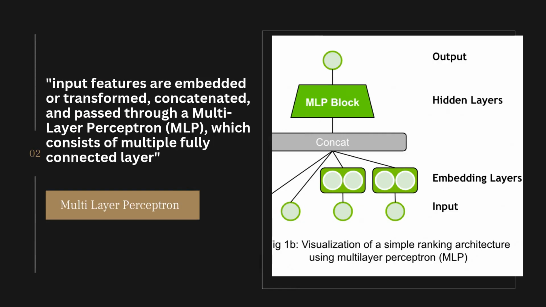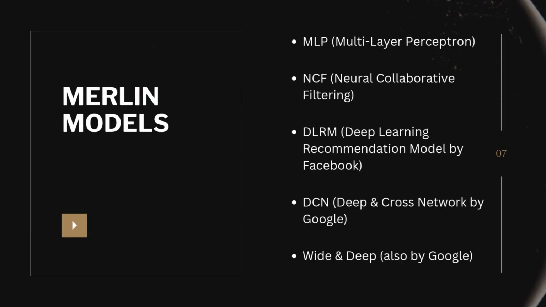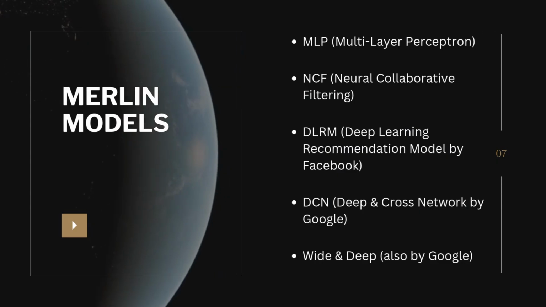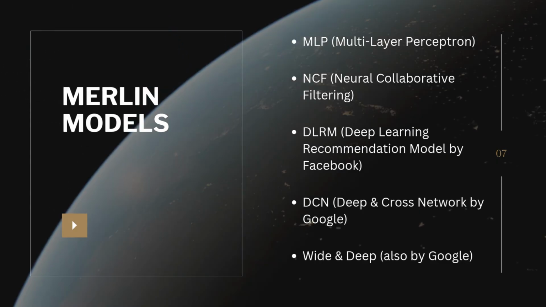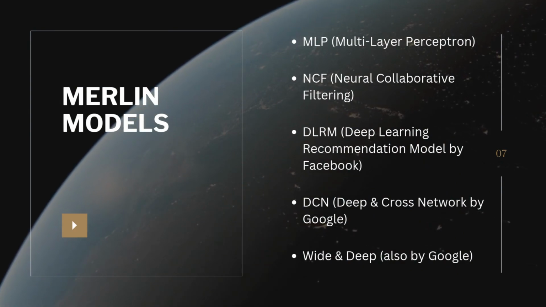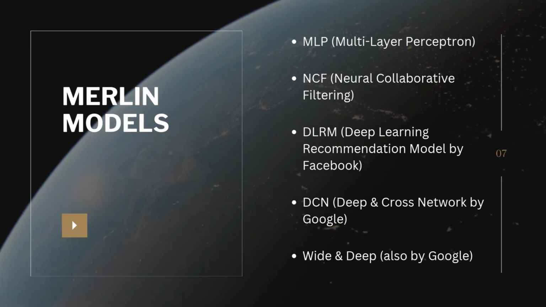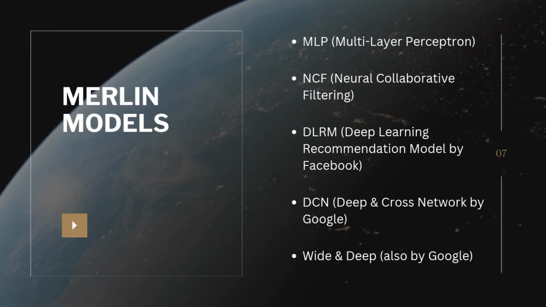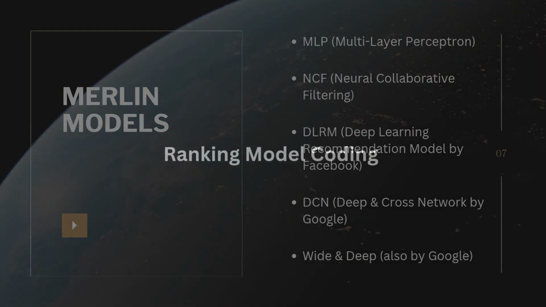It shows a sample model architecture in the second figure. Input features are embedded or transformed, concatenated, and passed through a multi-layer perceptron, which consists of multiple fully connected layers. The architecture is commonly used for learning complex feature interactions and relevance scoring. So when it comes to Merlin, Merlin models offer implementations of popular neural network based architectures including multi-layer perceptron, neural collaborative filtering, deep learning recommendation model by Facebook, deep and cross network by Google, wide and deep also by Google. These models are implemented with a TensorFlow backend.